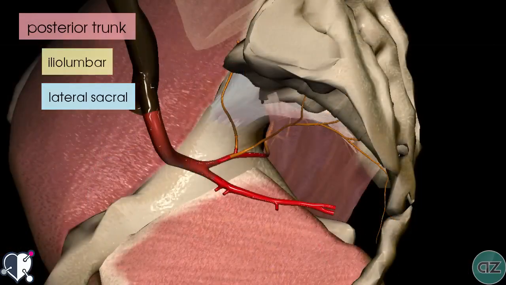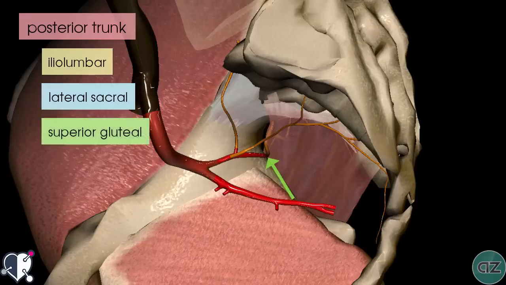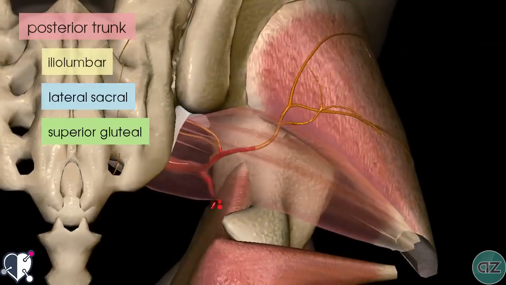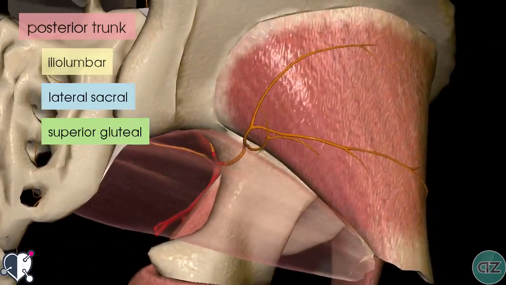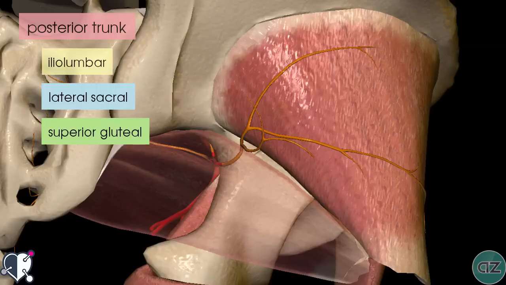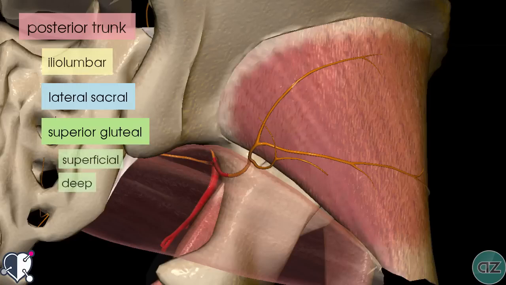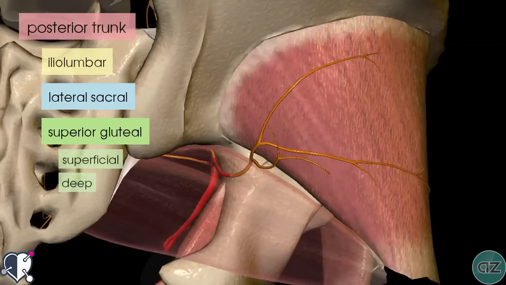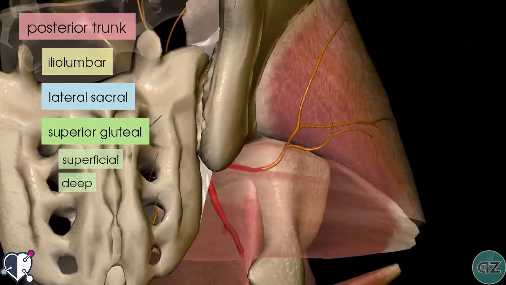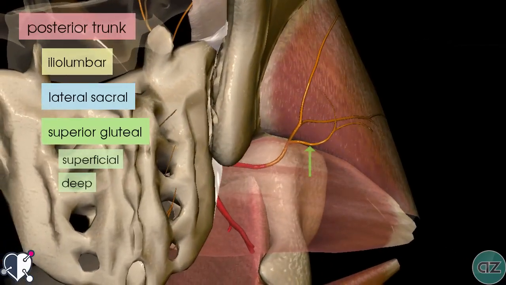The third branch of the posterior trunk is the superior gluteal artery, and you can see this artery exiting posteriorly. If I rotate the model round, you can see how it exits just above the piriformis muscle in the greater sciatic foramen. And we can see that it has different branches. It's got deep and superficial branches. If I rotate the model around for a better angle, you can see the superficial branch coming off here.